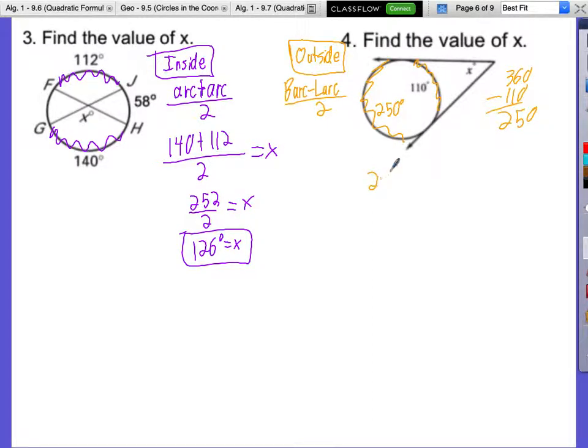So then we say big arc, bark, 250, minus what's our lark? 110. We divide by? 2. And that'll equal what? Our x, our angle. Okay. One more time. What's 250 minus 110? 140 over 2 is equal to x. And x is equal to 70 degrees.